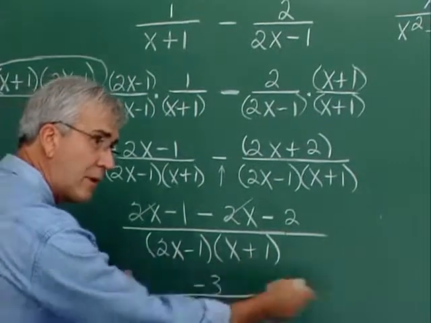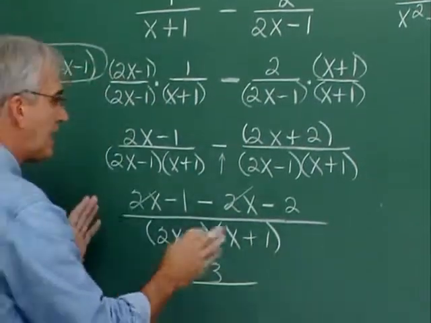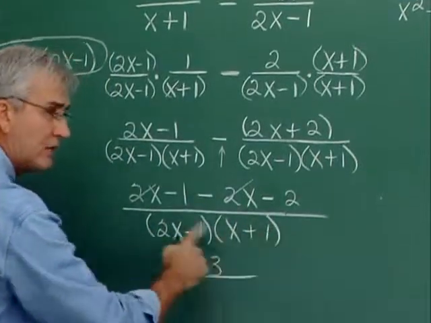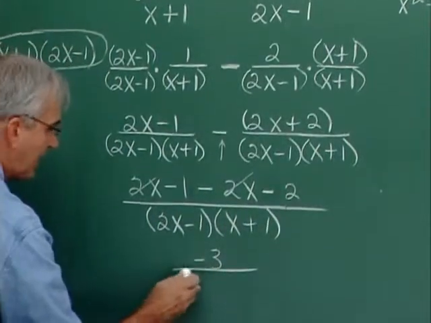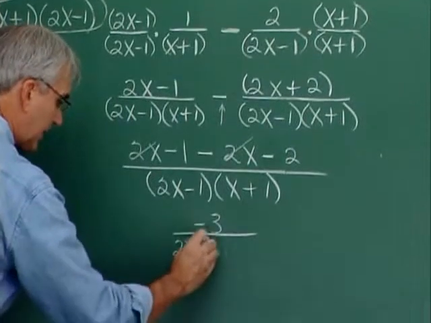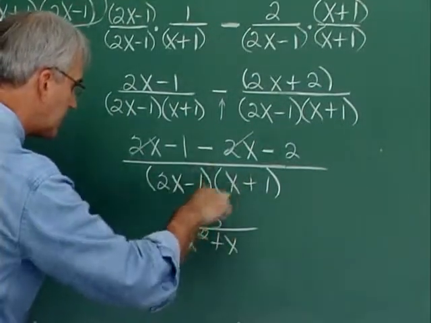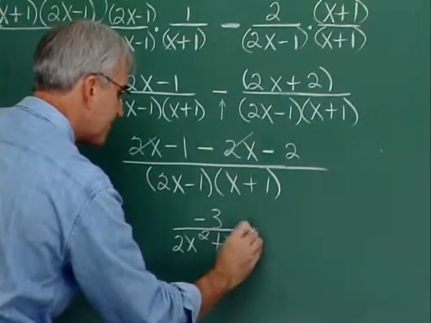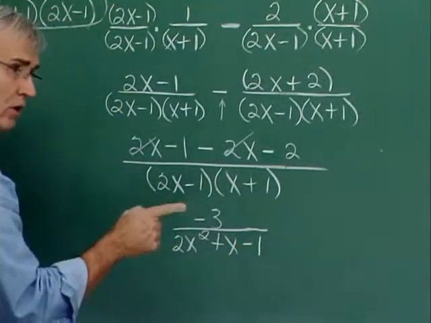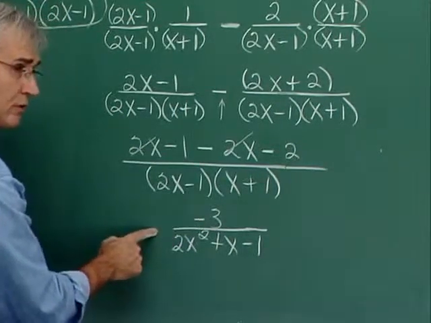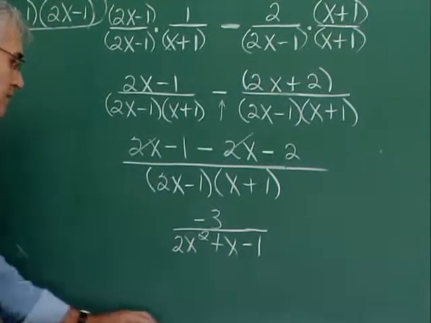We can't see it if we expand it. Now, once we know that we don't have a cancellation opportunity, we can expand this, or we can leave it in factored form. If we expand it, it becomes 2x squared plus x minus 1. And this would be our answer. Another correct way to write the answer would be to allow this minus sign to float to a position of the sign of the fraction.